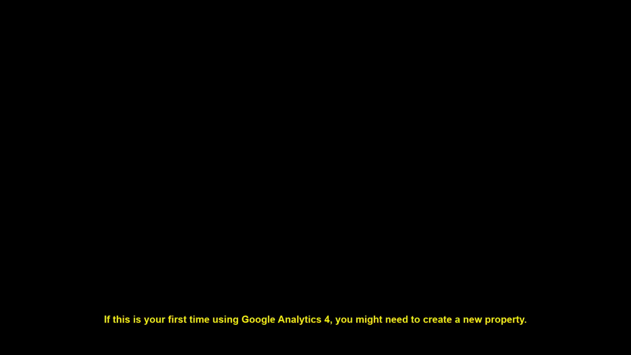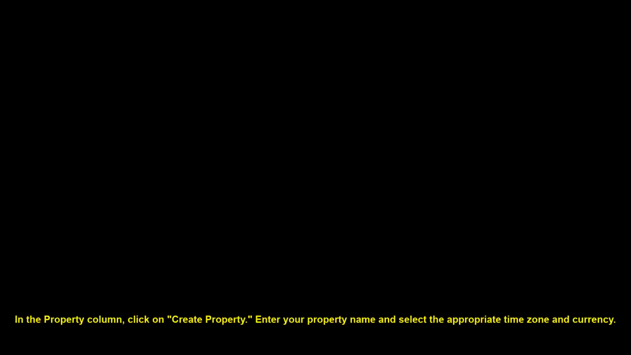If this is your first time using Google Analytics 4, you might need to create a new property. To do this, click on the admin gear icon located at the bottom left corner. In the Property column, click on Create Property. Enter your property name and select the appropriate time zone and currency. Click Next to continue setting up.